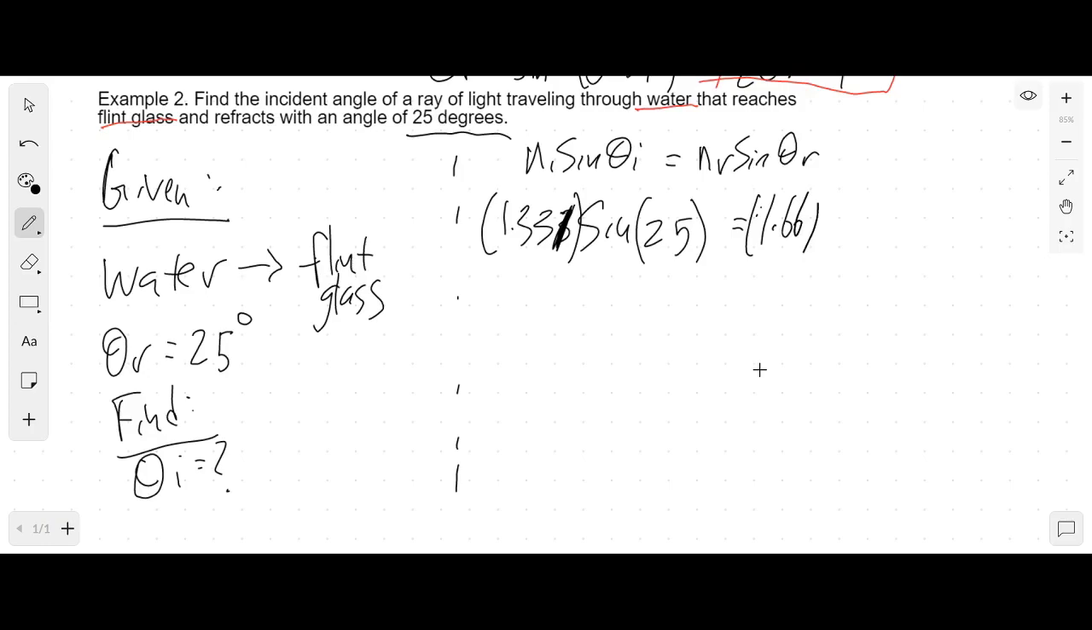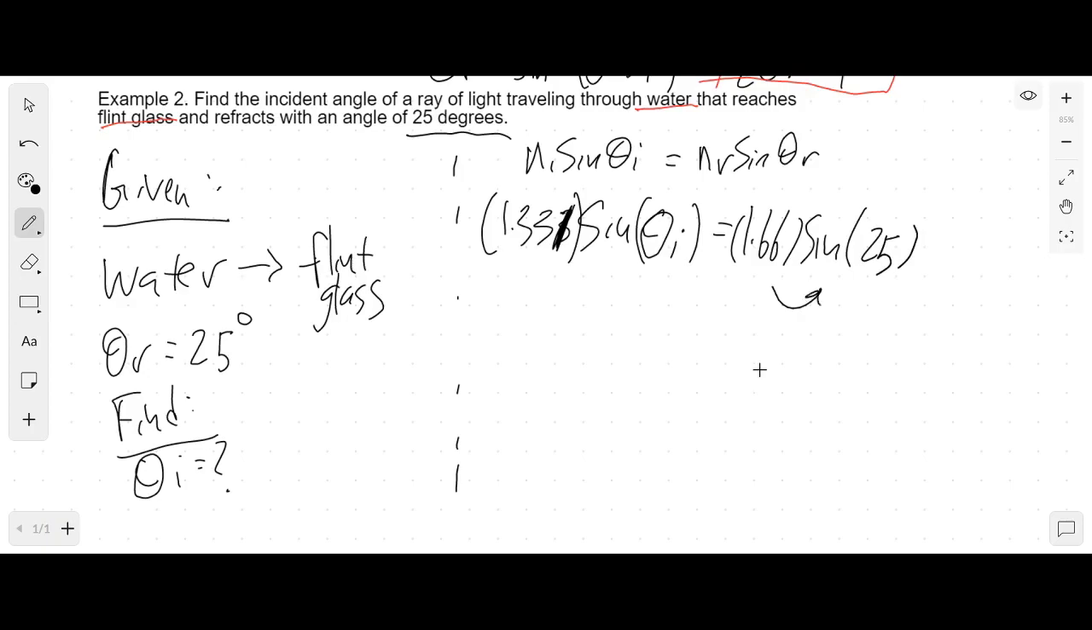Oh, see, I've already made a mistake. I've put the angle in the wrong place. Theta i is what we need to find. So undo, undo, undo. Theta i is an unknown piece of information. 1.66 goes here, and sine 25 is here.